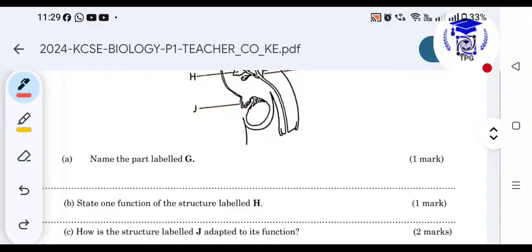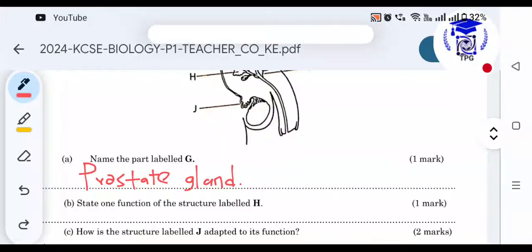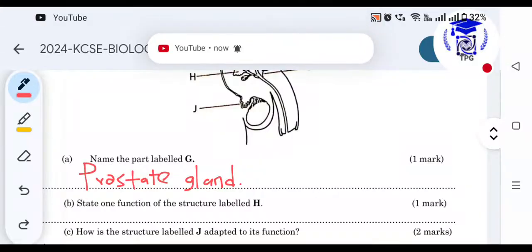The part labeled G is known as the prostate gland. The second question, state one function of the structure labeled H. So we need to ask ourselves, what is H?